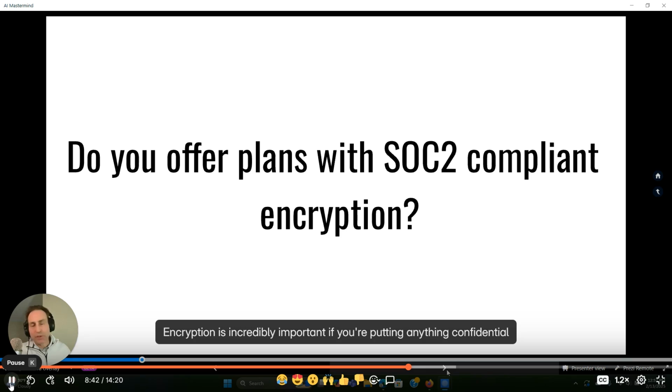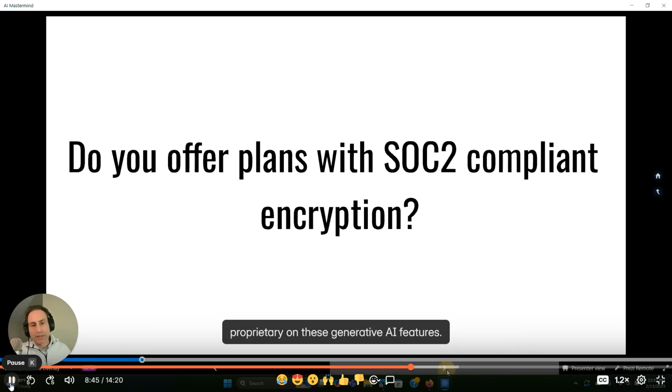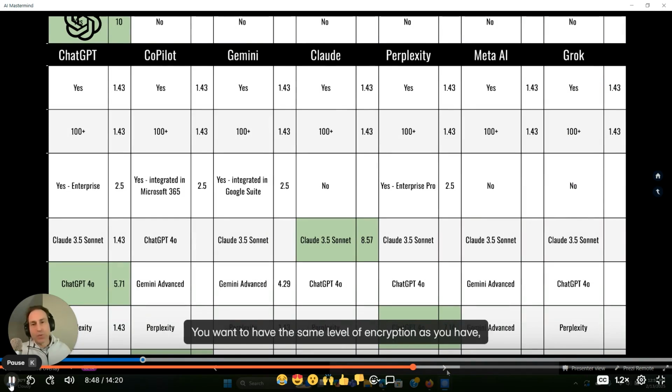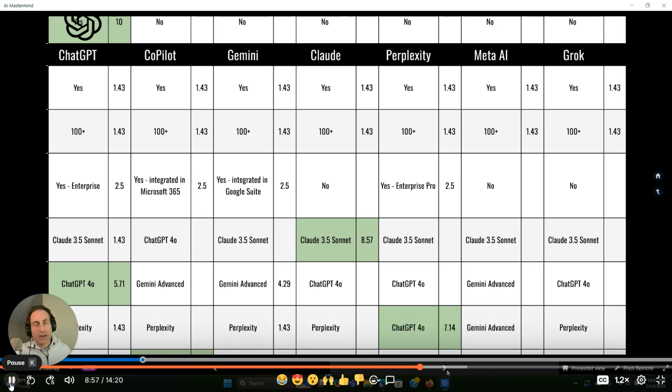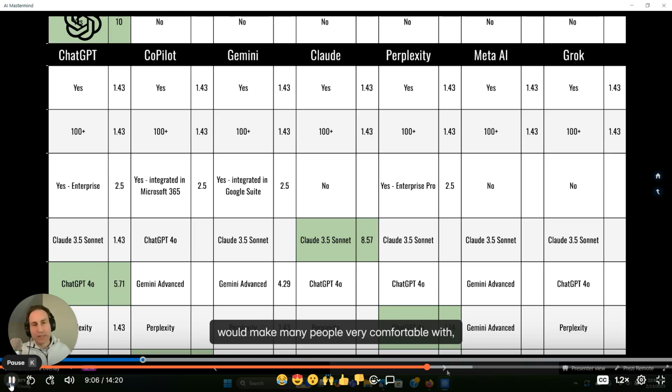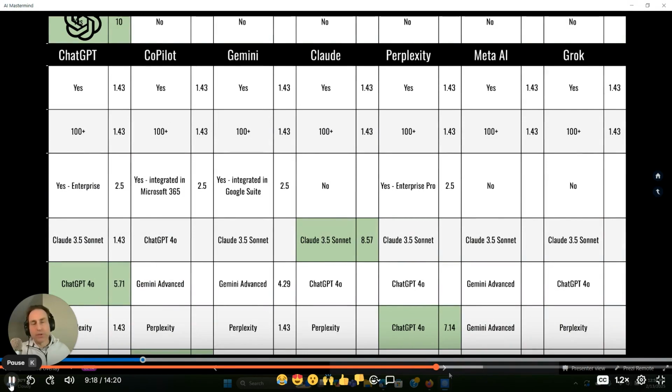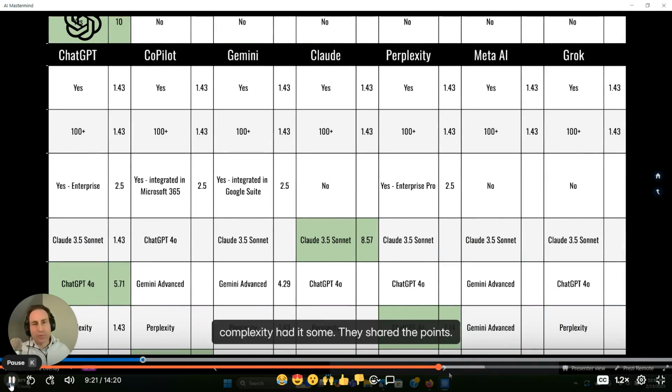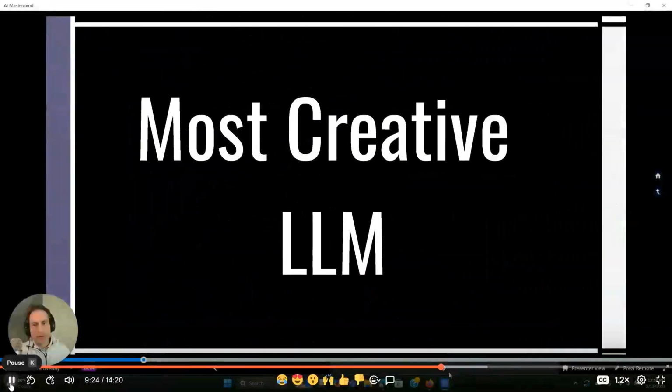Encryption is incredibly important if you're putting anything confidential, proprietary on these generative AI features. You want to have the same level of encryption as you have with whatever product you're using where you feel comfortable putting confidential and proprietary information. SOC2 compliant is a level of encryption that would make many people very comfortable with putting confidential and proprietary information on. Right now we had four that had that: ChatGPT's 4.0, Microsoft's Copilot, Google's Gemini, and Perplexity had it, so they shared the points.